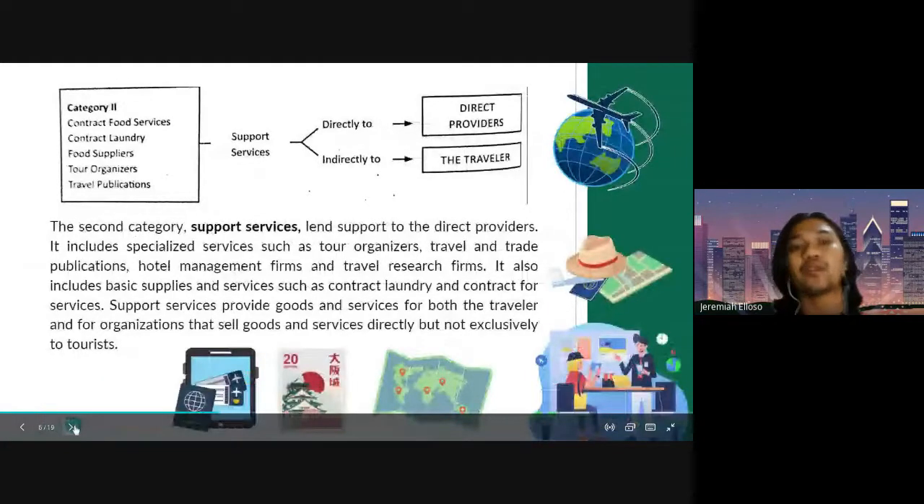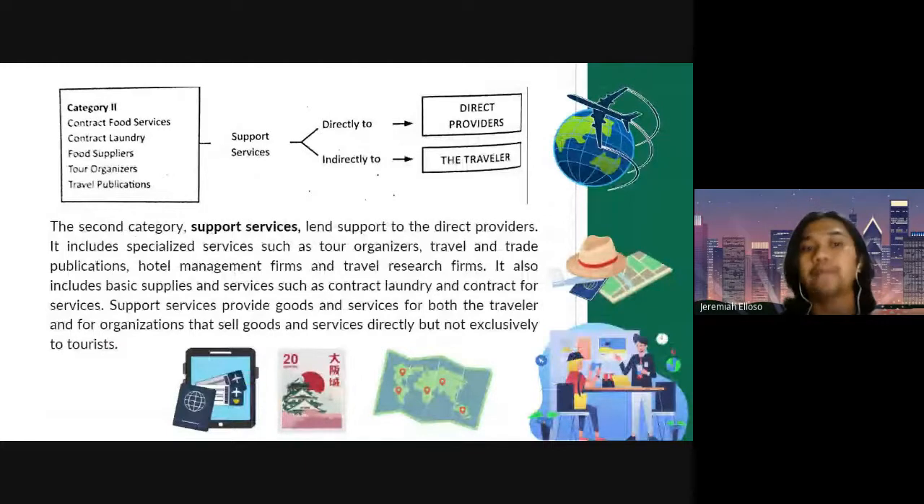All right, let's now go to the second category, the support services. They lend support to the direct providers, and it includes specialized services such as tour organizers, travel and trade publications, hotel management firms, and travel research firms. Also, let us include the contract laundry, food suppliers, and contract food services. It also includes the basic supplies and services. Support services provide goods and services for both the traveler and for organizations that sell goods and services directly, but not exclusively to the tourist.